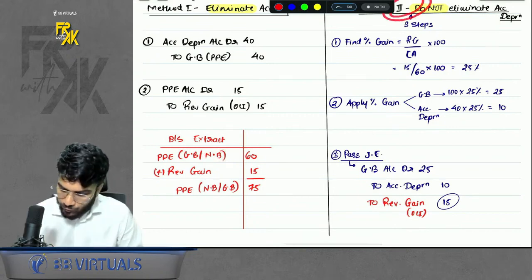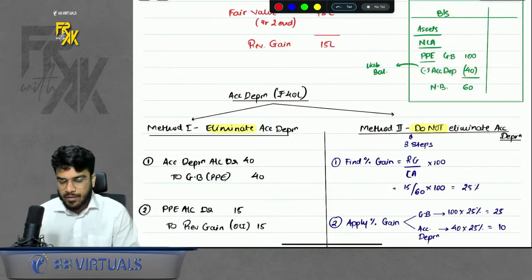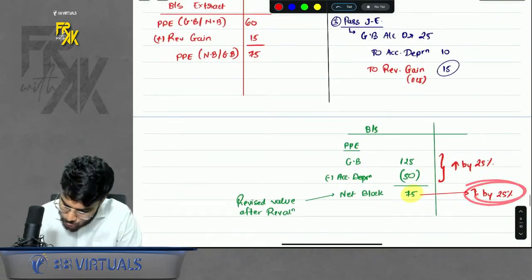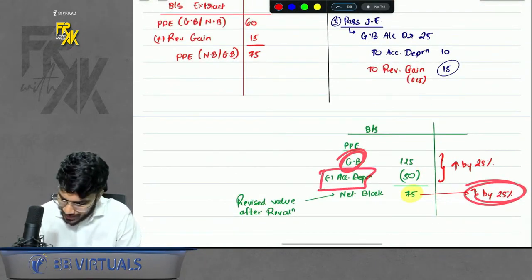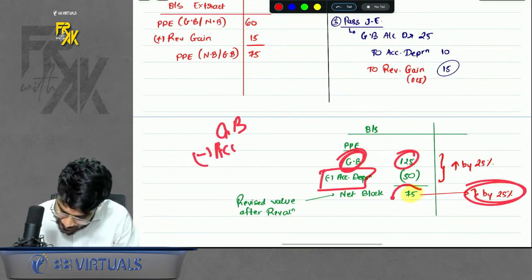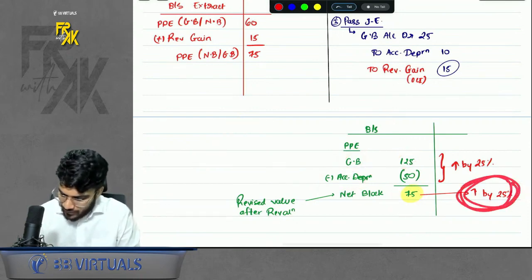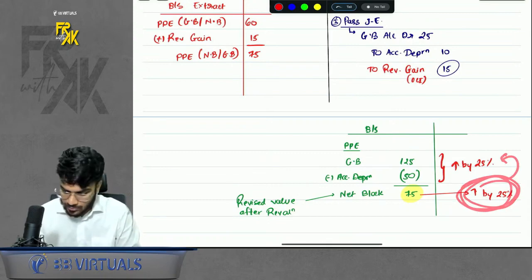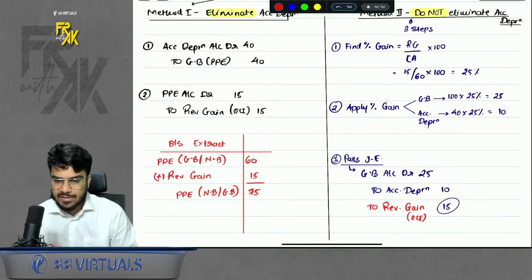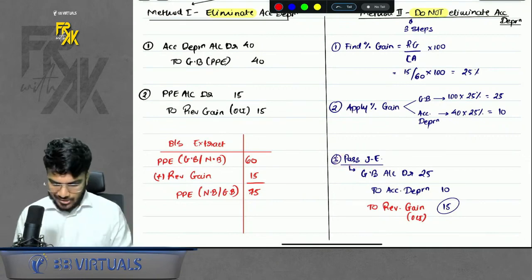But in method number 2, when you choose that you do not want to eliminate this and you want to keep showing it, your net block is getting increased by 25%. So you also have to increase your gross block and depreciation so that it matches, right? Once you do gross block minus accumulated depreciation, the answer of 75 should come. That is why when we increase the net block by 25%, we also increase the gross block and depreciation by 25%. That is why we follow these 3 steps: finding the percentage gain, applying the percentage gain, and then passing the journal entry. So these are the 2 methods.